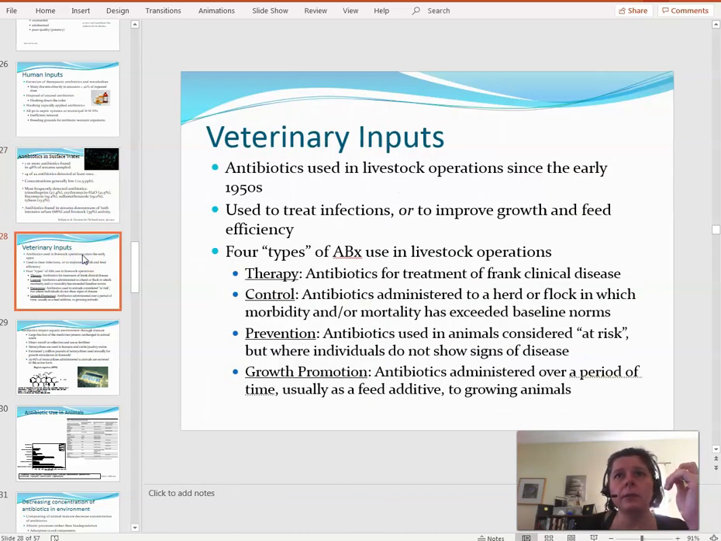Veterinary inputs, so this is where they're used for livestock, date back as early as the 1950s. They're used to treat infections or to improve growth and feeding efficiencies. So we can use them therapeutically. If they have an actual disease, an infection, you want to keep that cow alive and it's sick. You put a lot of antibiotics into herds or flocks, decreasing morbidity and mortality.